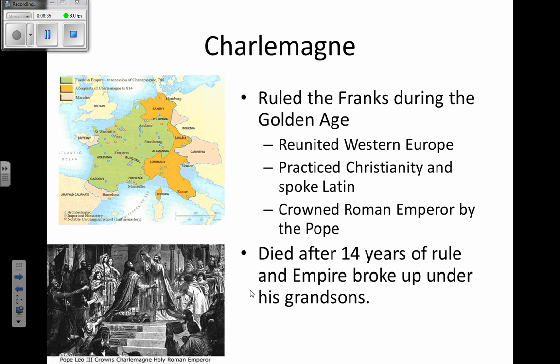And then his empire goes to his son, who was not a great ruler. And then his son breaks up his empire and gives it to what are Charlemagne's three grandsons. This proved to be a poor decision, as Charlemagne's grandsons fought each other for power, and his empire was broken up.